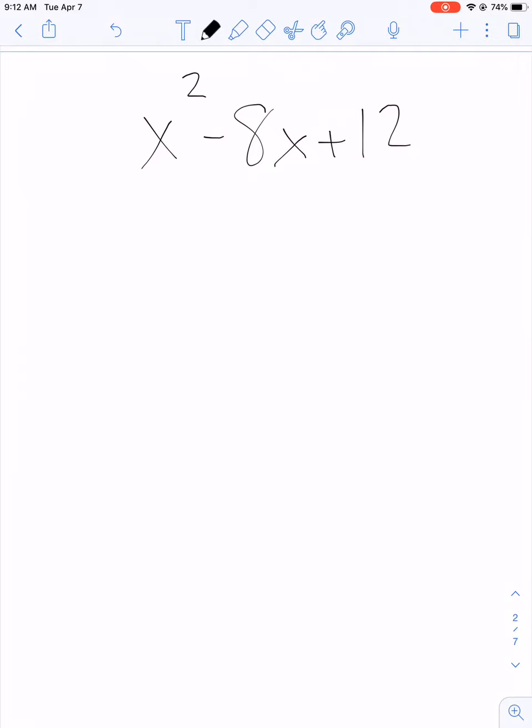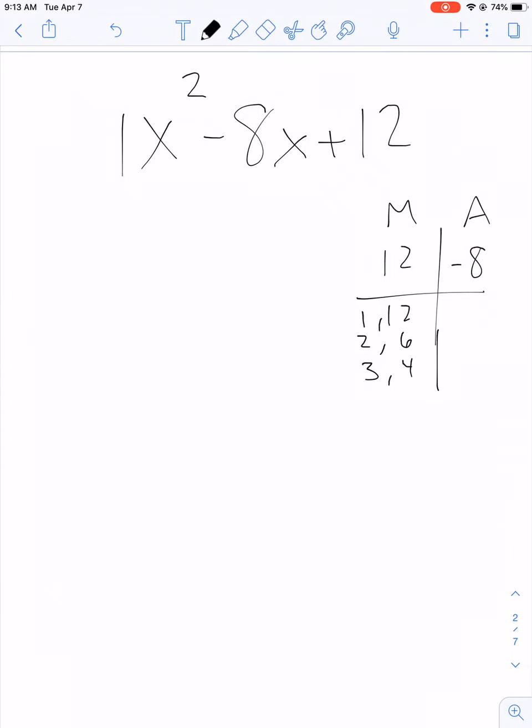So here we go. 1 times 12 is 12. Your A is negative 8. Remember, this is MA. So I just start listing numbers that multiply to be 12. 1 and 12. 2 and 6. 3 and 4. But don't forget, also the negatives. Negative 1, negative 12. Negative 2, negative 6.